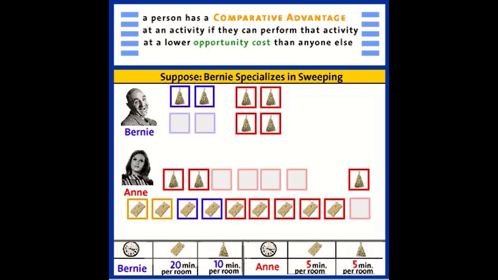But the point that I want to make is this. By Bernie specializing according to his comparative advantage, and by Anne specializing according to her comparative advantage, the 2 of them working together, specializing and trading, are able to produce 9 clean rooms, 9 swept, 9 scrubbed rooms, rather than simply 8 as before. Now, let's take a look at the production possibilities frontier and show how this story translates into a graph.